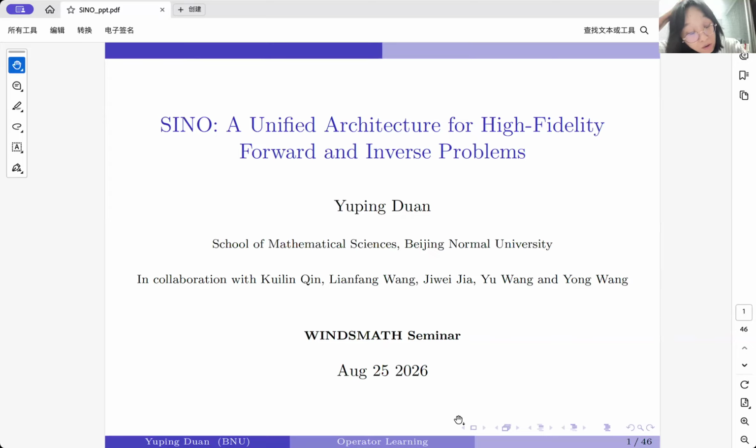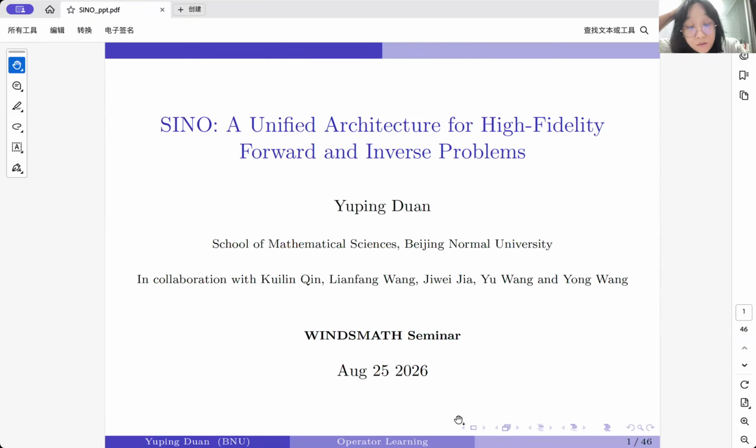My talk has 4 parts: operator learning, the SINO methods, applications, and conclusions. I will first give a short background on physics-informed and data-driven operator learning. Then I will focus on the SINO architecture and show several forward and inverse applications.